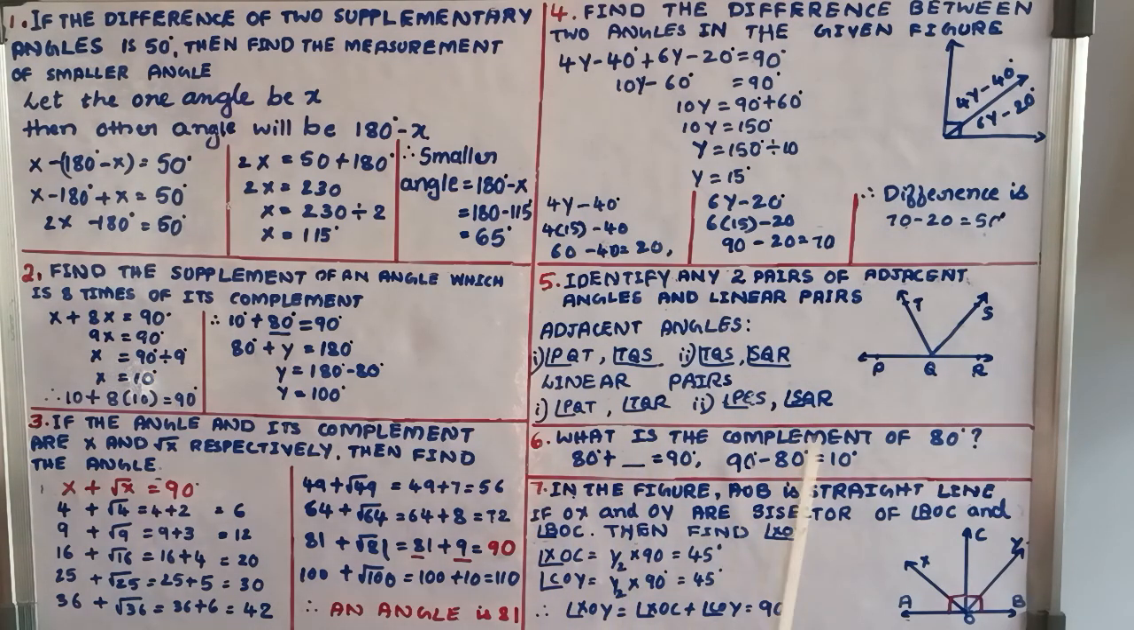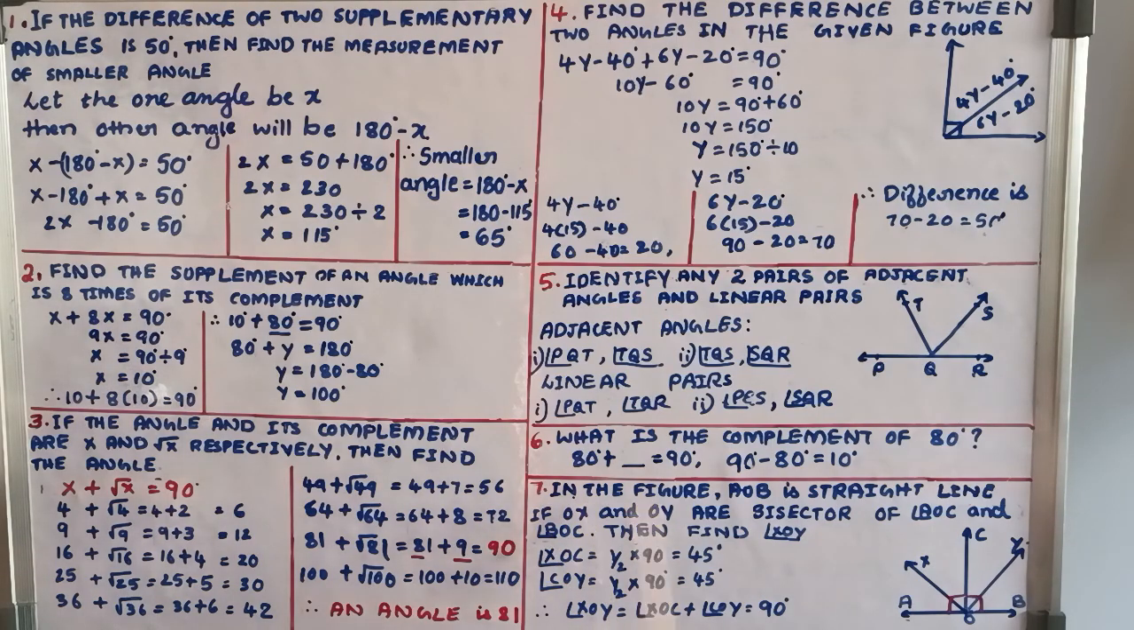Next one, what is the complement of 80 degrees? What is meant by complementary angles? The sum of the two angles should be 90 degrees. If one angle is 80 degrees, then the other angle should be 10 degrees. If you subtract 90 minus 80, it becomes 10 degrees.